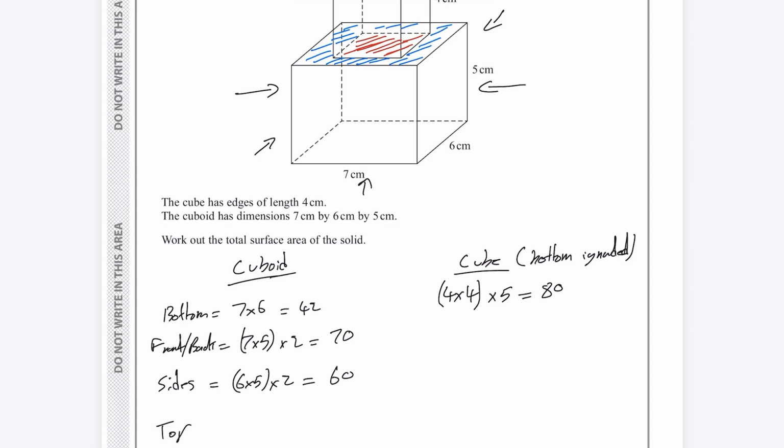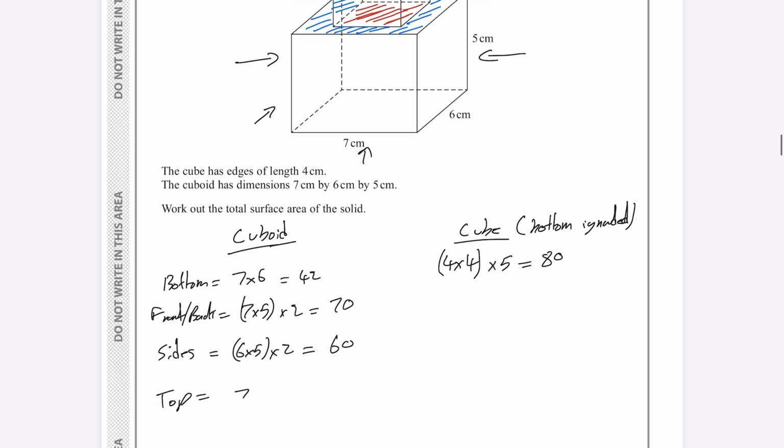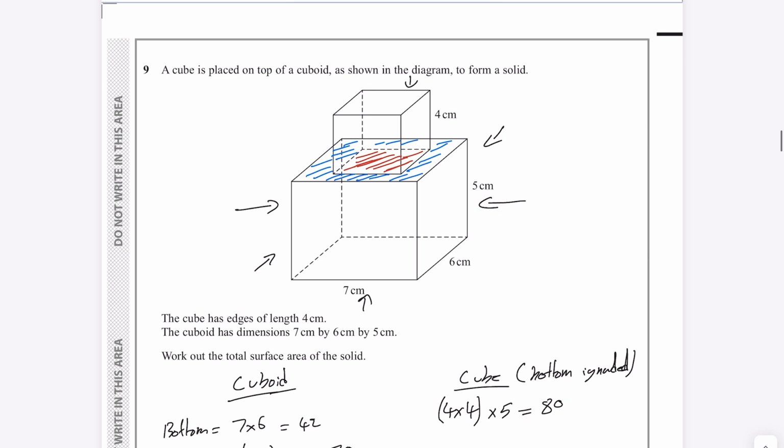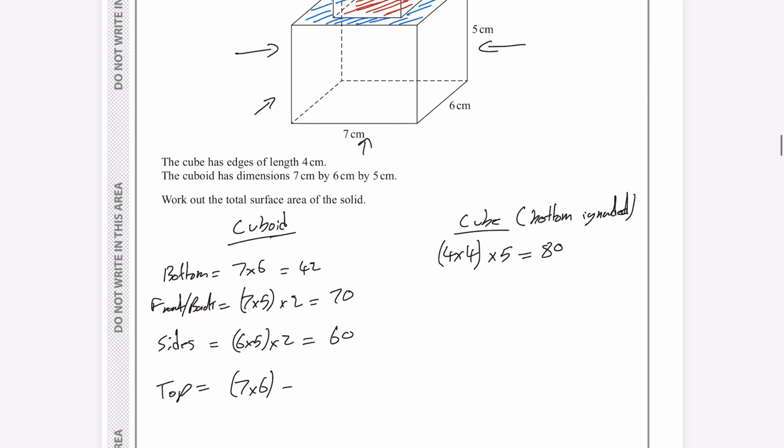Finally, we have the top. And that's why I coloured it in. So the top is just the blue bit. So it is going to be 7 times 6, but not just that, because it's just the blue bit. It doesn't include the red bit. So we're then going to take that away from the red bit. And the red bit we know is the base of the cube, which we ignored, which is 4 times 4. So we are going to do 42 minus 16, which gives us 26.